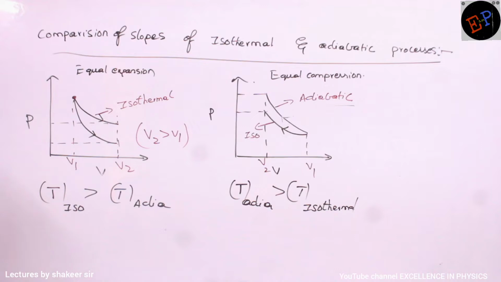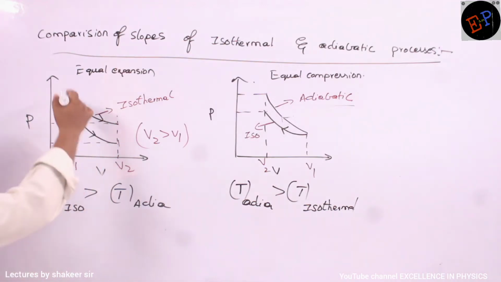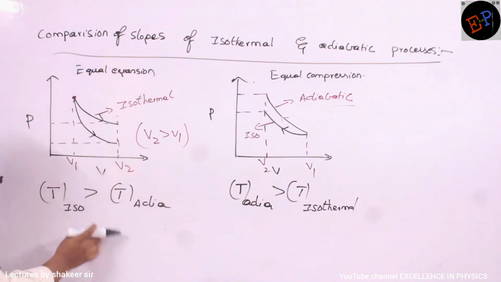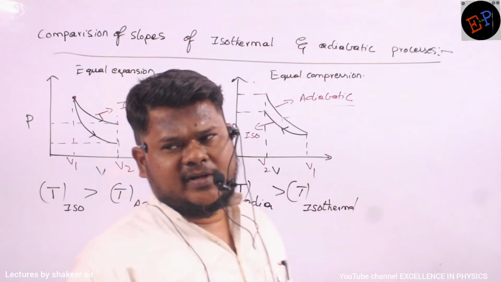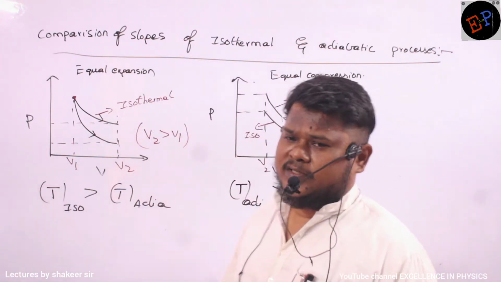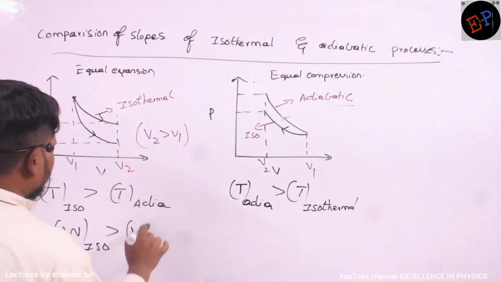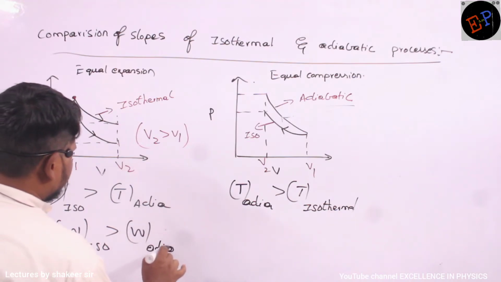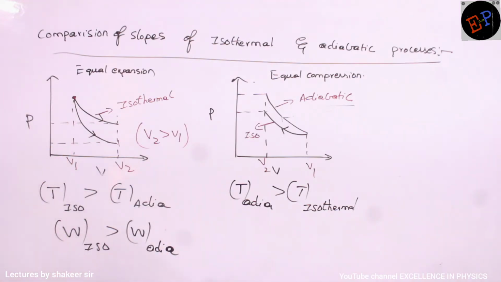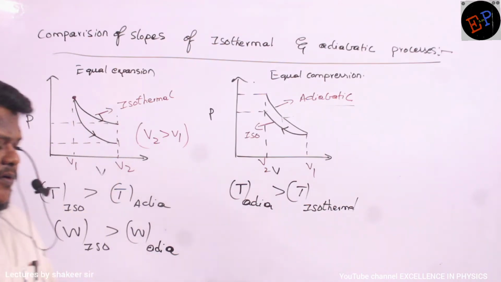Work done in which process is greater? In expansion, work done in isothermal is greater. How can you say? Area under the graph. Work done under PV graph is nothing but area under PV graph. So which area is greater? Area under isothermal is greater when compared to adiabatic. Therefore, work done in the case of isothermal is greater than work done in the case of adiabatic, because it is just the area of the graph. Area of which graph? Only PV graph. Area of PV graph gives work done.